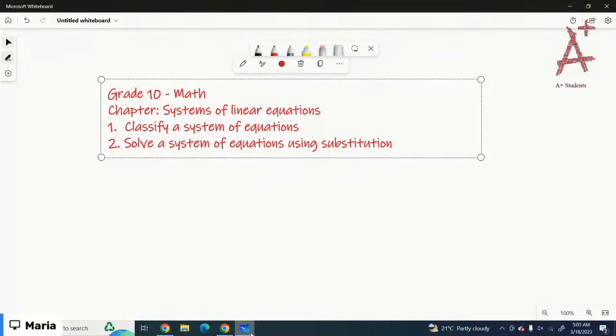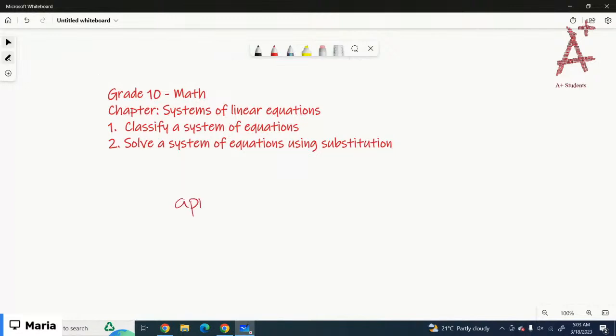So we're going to start with grade 10 maths. You can find all the lessons on aplusstudents.com. You have to log in there using your email address and password as provided by the administrator.